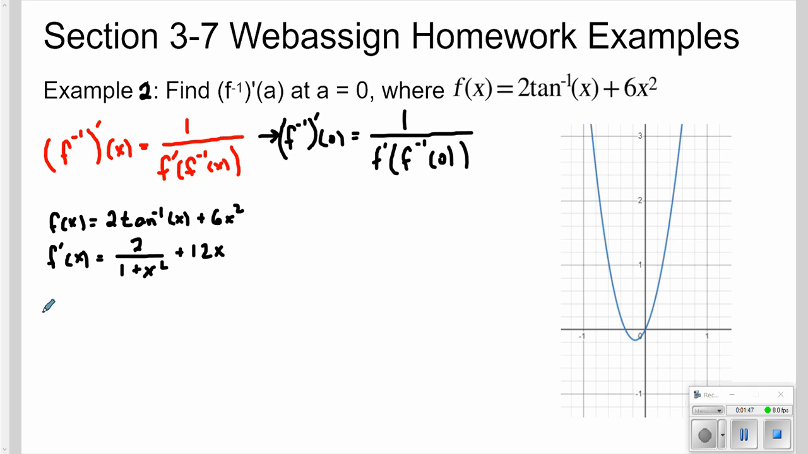What could we say? Well, we also want to find f inverse of 0. But what value of x would make that true? The answer, of course, is that it's going to be true where 0 is equal to f of x, because an inverse function at 0 is equal to x if and only if 0 is equal to f of x. Now, in this case, I've gone through Desmos yet again, and I've graphed the function f of x equals 2 inverse tangent of x plus 6x squared.